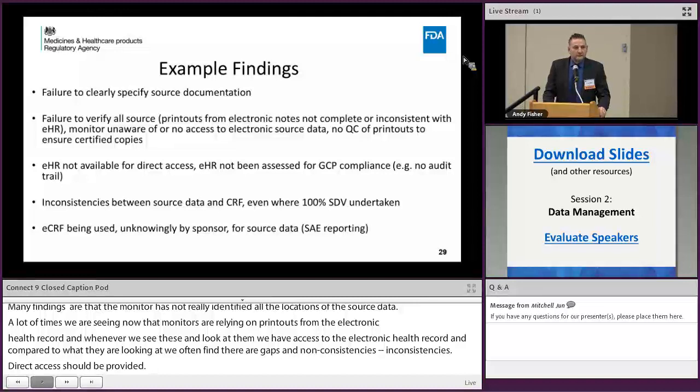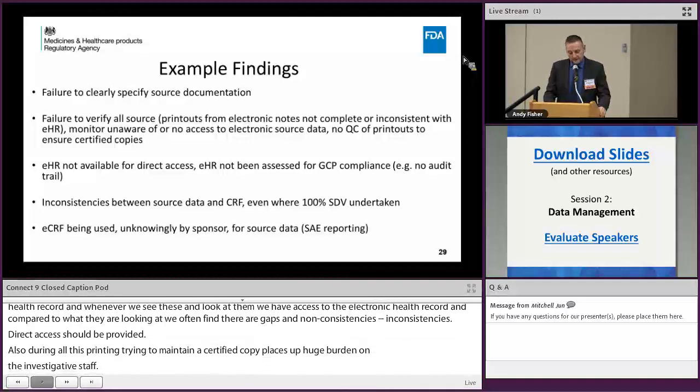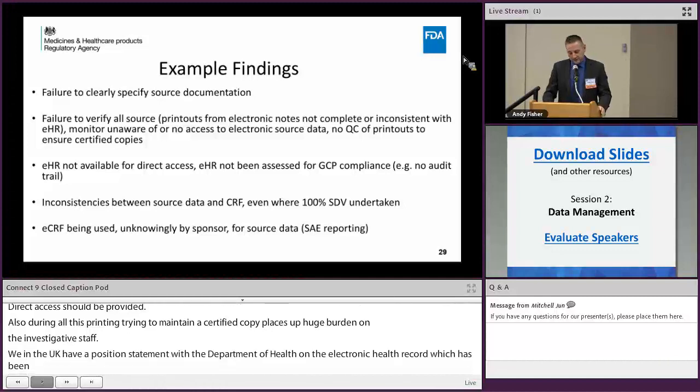We do in the UK have a position statement with the Department of Health on electronic health records, which has been cascaded to all NHS hospitals. One of the problems we've seen is that when the system's been procured, the requirements for research and GCP haven't been considered as part of that process.